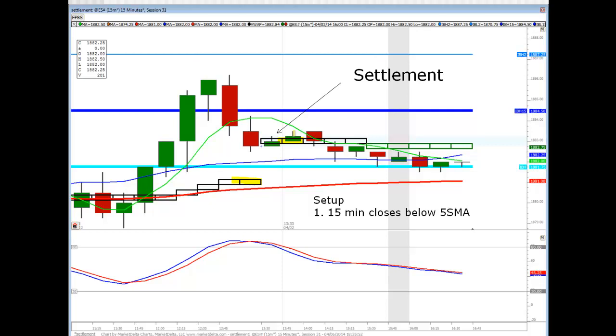But we find that they don't go very far, and they start to drop back towards the VWAP. And we get an interesting setup here. Notice how prices now are penetrating settlement, and they look like they're going to drop even lower. When I see my simple 5 moving average heading lower, and I get a close below it, which we did in this case, that's the first criteria of the setup. 15-minute candle closes below the 5 SMA.